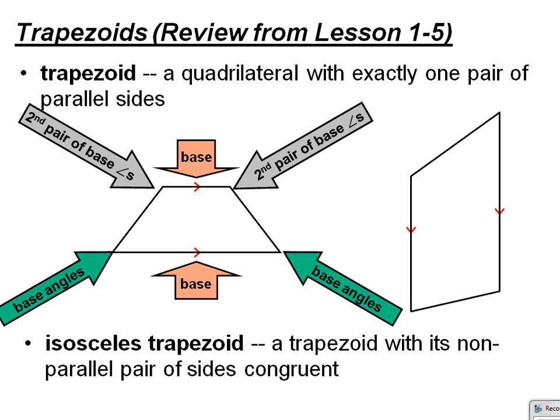In addition, there's a more specific type of trapezoid called an isosceles trapezoid. An isosceles trapezoid is a trapezoid with its non-parallel pair of sides congruent. For example, in this first trapezoid that has all the arrows pointing to it, if we were to say that the non-parallel sides were congruent, that would qualify as an isosceles trapezoid. While the trapezoid to the right, however, doesn't have that condition and therefore is not an isosceles trapezoid.